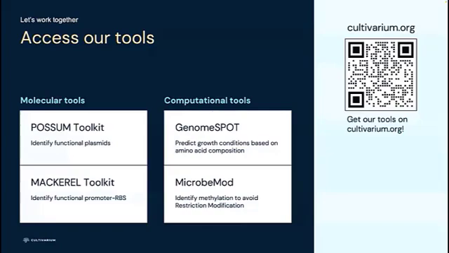There are also 2 computational tools: Genome Spot to predict the growth conditions, which is the computational tool that we use to generate the predictions that we display in the organisms page. And the second, Microbes for the identification of methylation patterns to avoid the restriction modification systems. On this link, you will also find the literature that we have released about the assays behind all the data that we have presented here today.